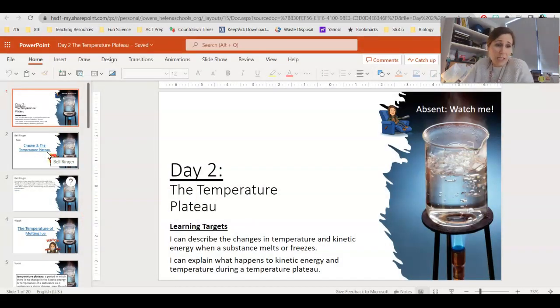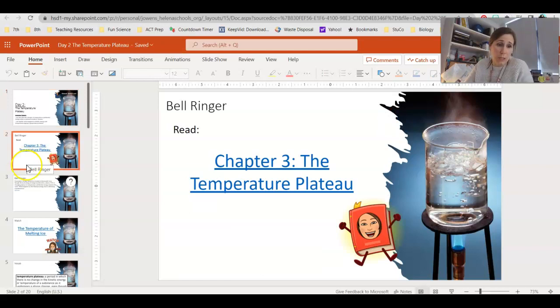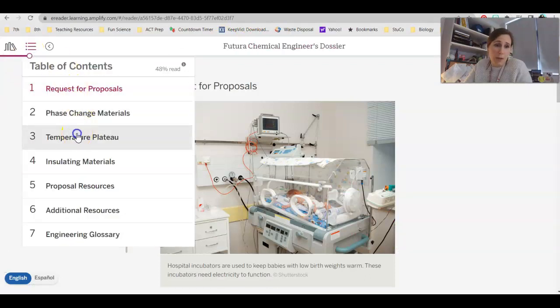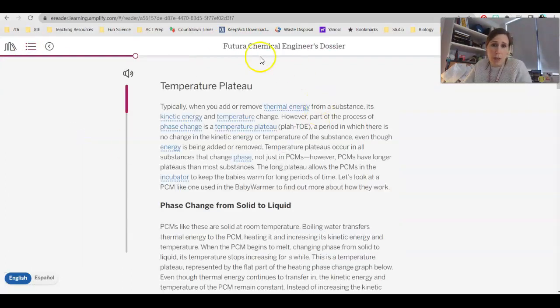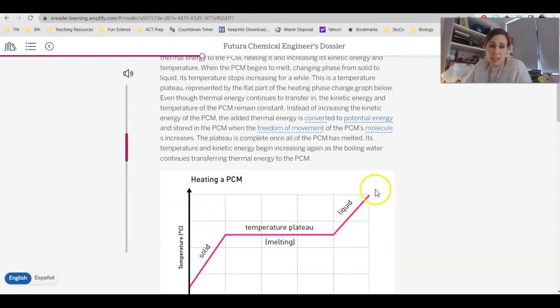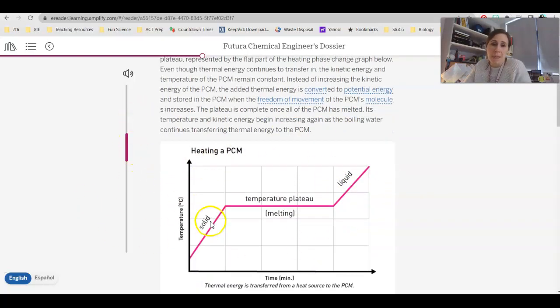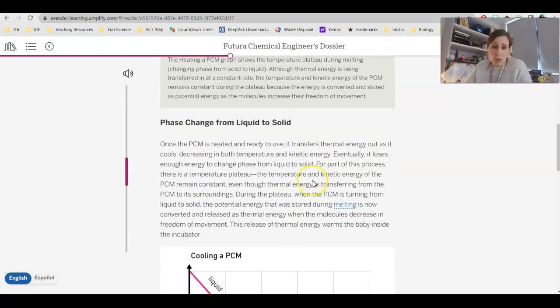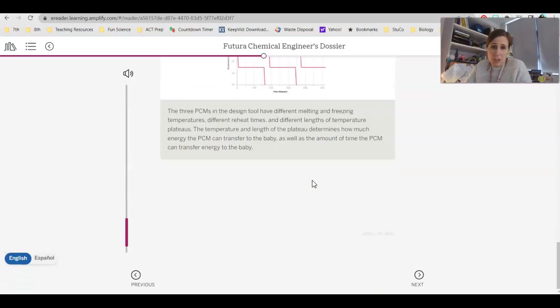Okay, for your bell ringer, you have a little reading to do. So read chapter 3, the temperature plateau. You might need to click on your table of contents up here and go to chapter 3, temperature plateau. So do a really good job reading through that. We're going to really dig into these temperature graphs for freezing and for melting, and talk about what's happening during this temperature plateau. So really, like I said, make sure you do a good job reading that.